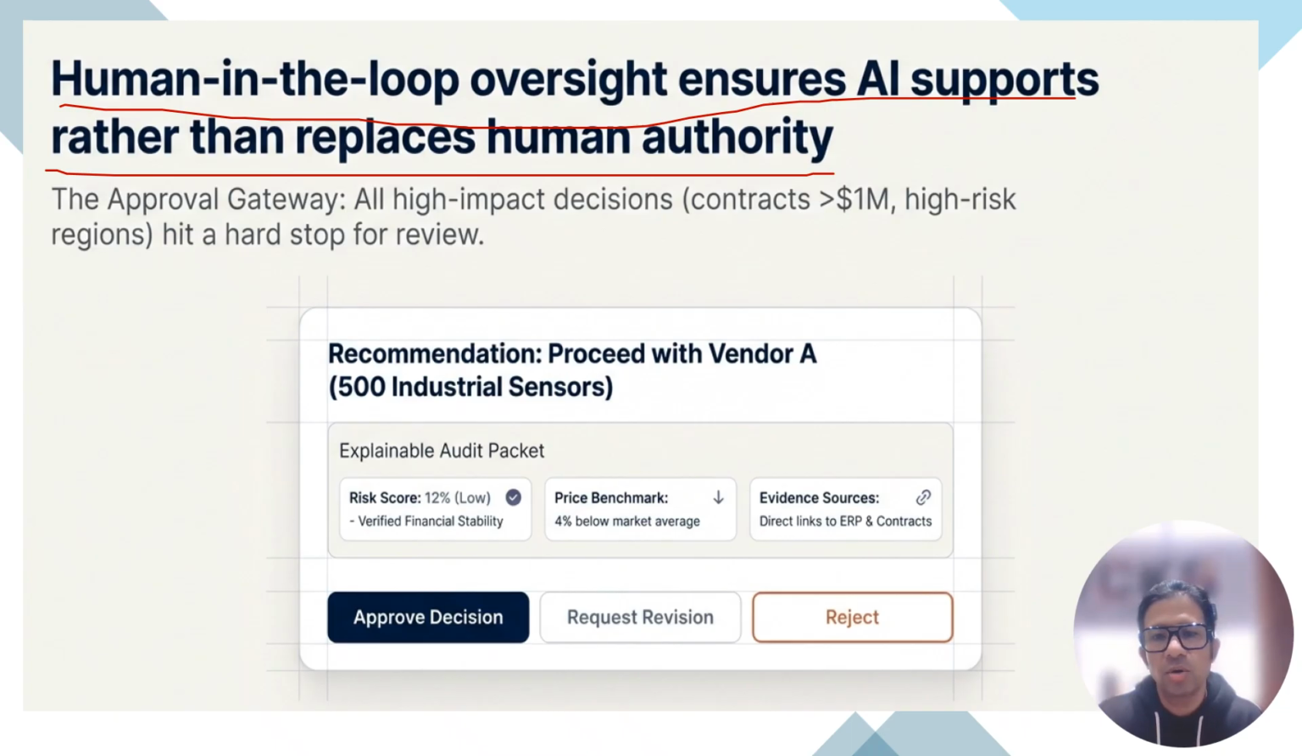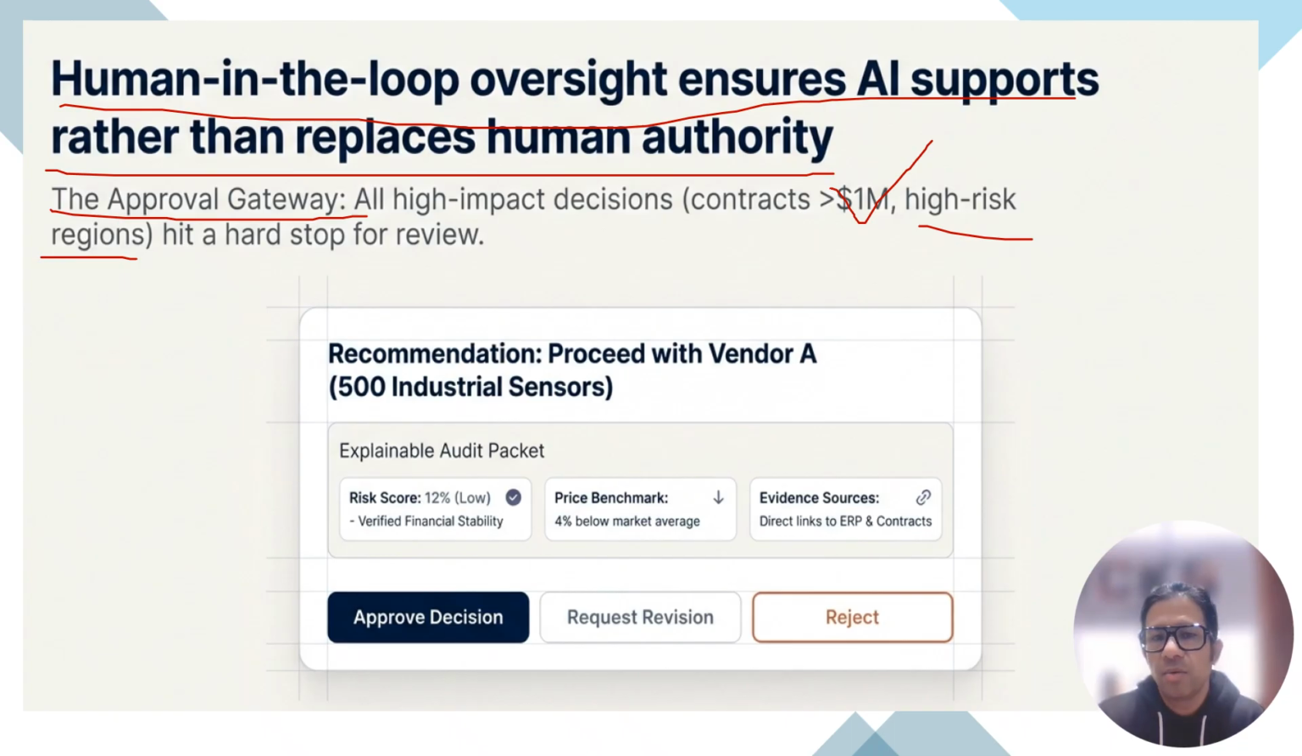Now look at the line below the title. This one, approval gate. This is the approval gate. Any high impact decision like a contract above $1 million or procurement in a high risk region hits a hard stop for review. This is what makes the system deployable in real enterprises. Because procurement is not just purchasing, it's financial exposure and compliance exposure.